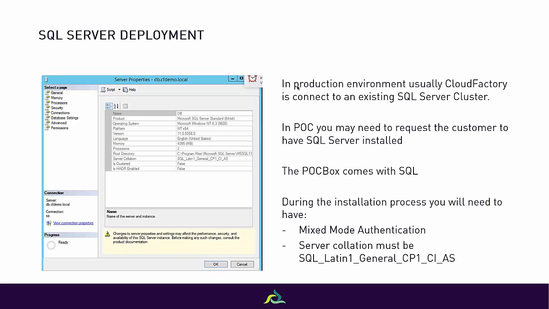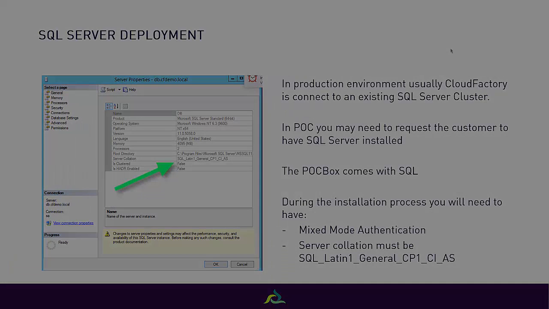What is important for us to do here is a typical install of SQL Server. In production environments, usually Cloud Factory is connected to an existing SQL Server cluster. In POCs, you may need to request a customer to have a SQL Server installed, or if you use the POC box, you can use an existing SQL Server. When you install SQL Server or the databases for us, you need to make sure of two things. It must be in mixed mode authentication, and the server collation needs to be SQL Latin 1 General CP1 CI AS.